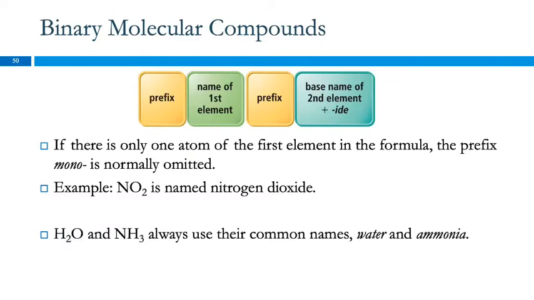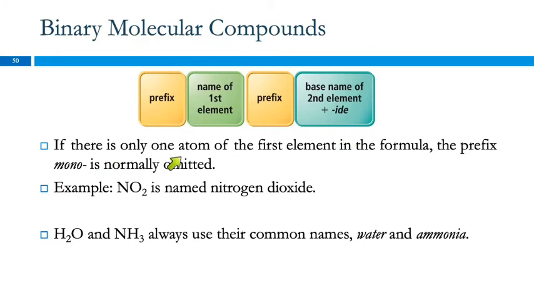So the pattern for the names here is that we use a prefix, one of those prefixes on the previous slides, to indicate how many, and the name of the first element. And then there's a space and a prefix and the name of the second element with the ending changed to "ide." So there's some similarities between molecular nomenclature and ionic nomenclature. The first element doesn't do anything to the ending of its name. The last element changes the ending of its name.